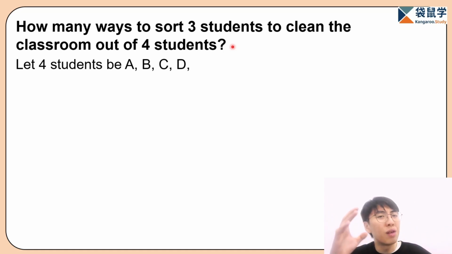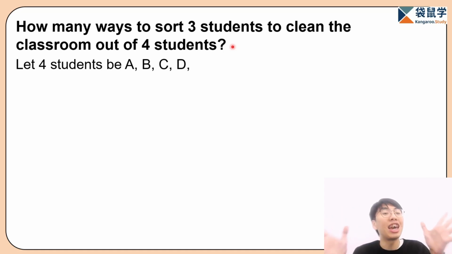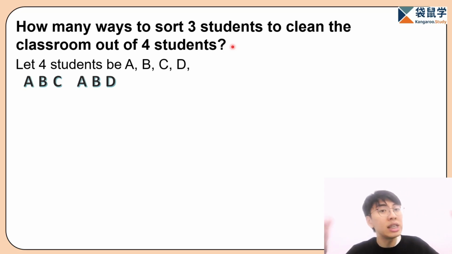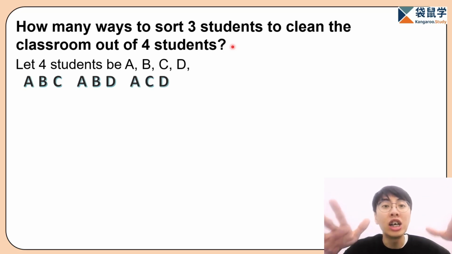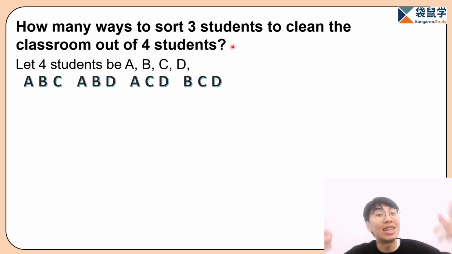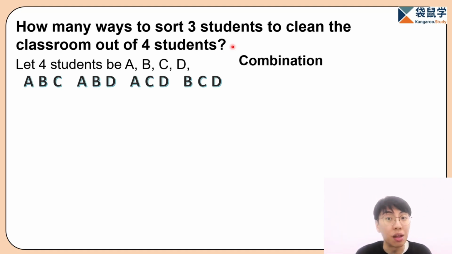I think some of us, if we are trying it out, should be able to see that one way to select them is to select the 3 students A, B, C. And I can also select A, B, D, A, C, D, and of course, B, C, D. So with this being selected, now we think, what is different now? We call this combination.